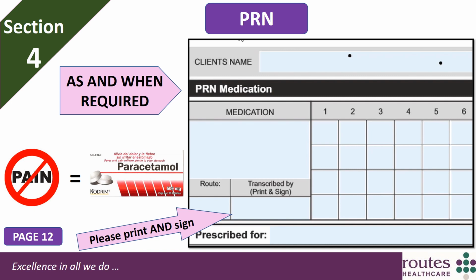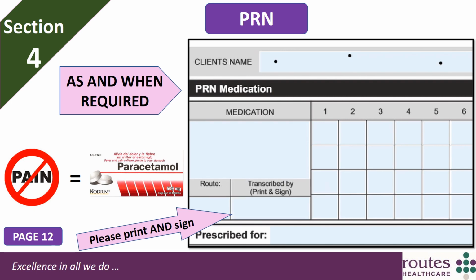Now, when filling it out, again, self-explanatory. You're going to fill out the client's name, the medication, so that could be paracetamol, ibuprofen, co-codamol, and that could be for pain relief. So we would put in this box whether it be for a poorly knee or a headache or just general pain relief. And then the route and transcribed by.